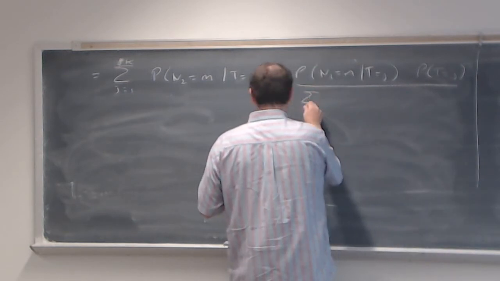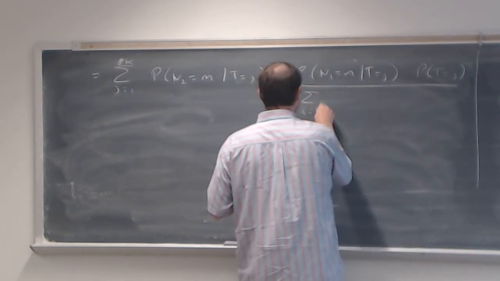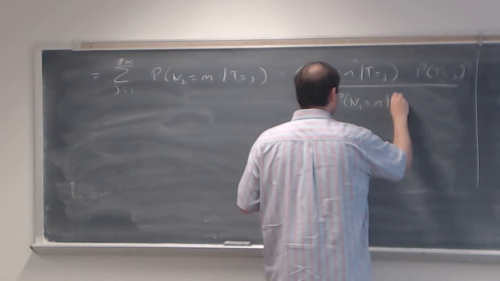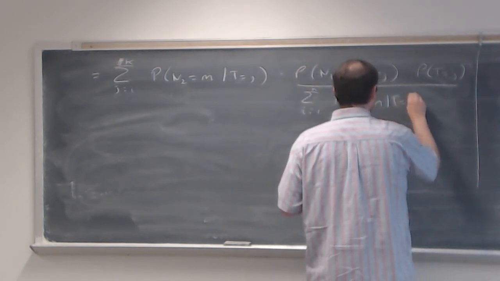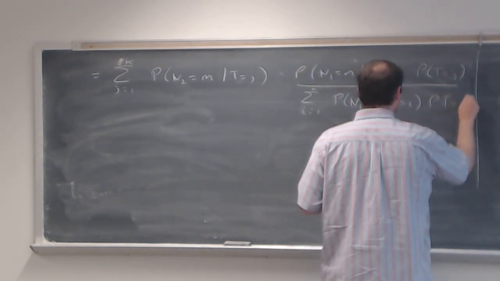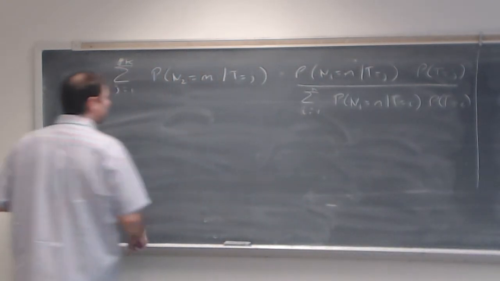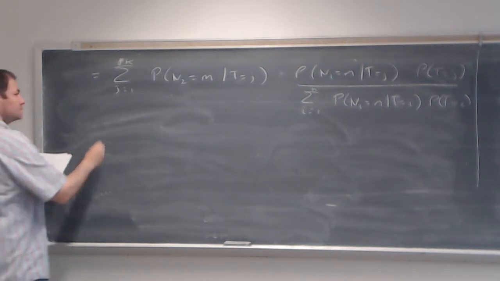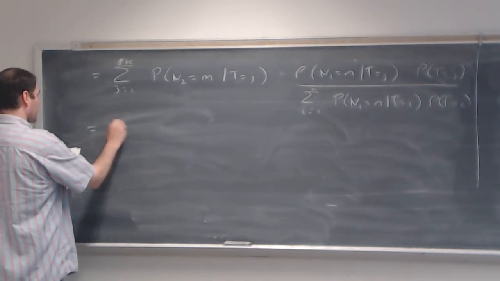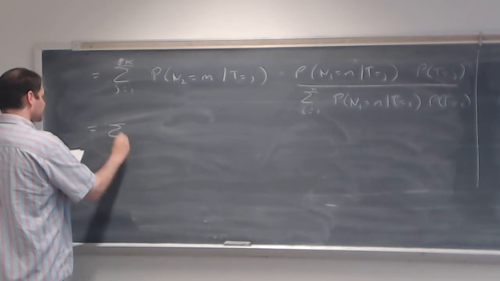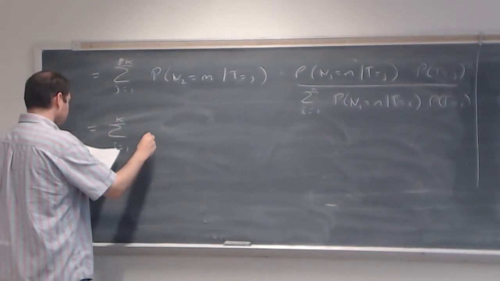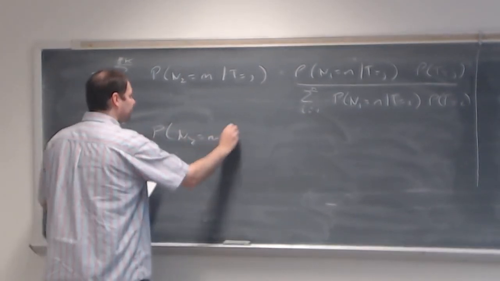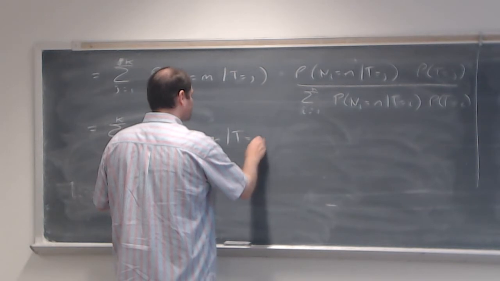over, again, we're going to have that sum as, I'll write it down as I runs from 1 to k, of the probability that n sub 1 equals n, given T equals I, times the probability that T is equal to I. That's equal to the sum as j runs from 1 to k of the probability that n sub 2 is equal to m, given T is equal to j.